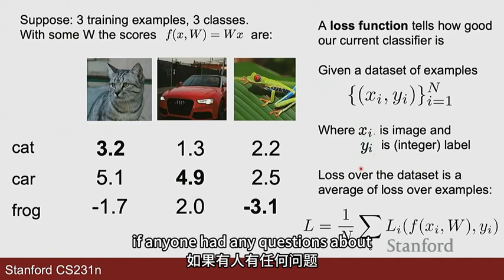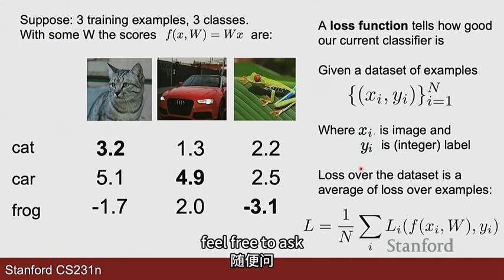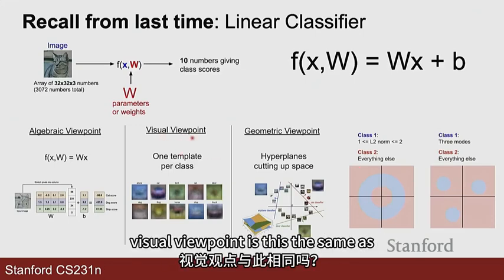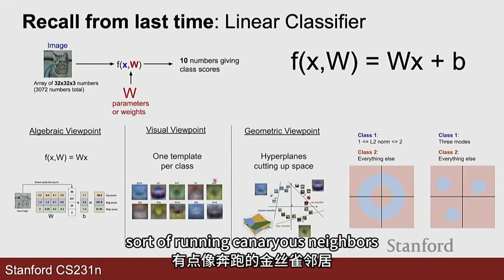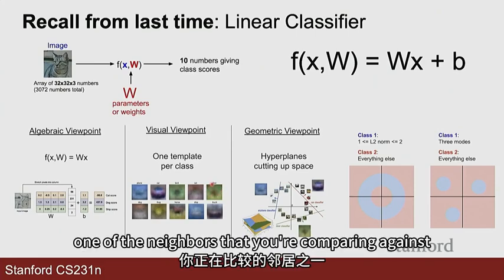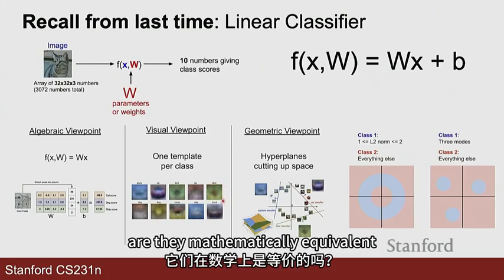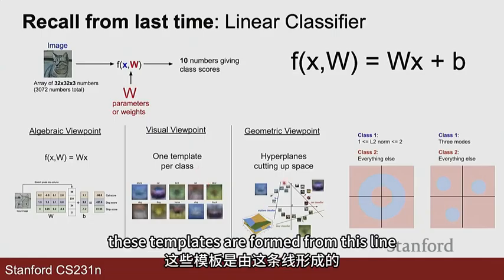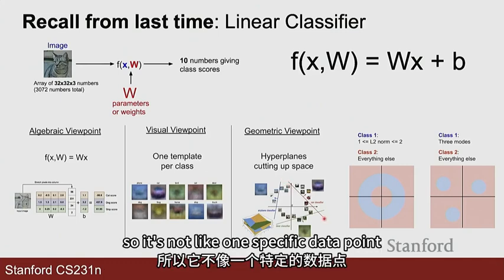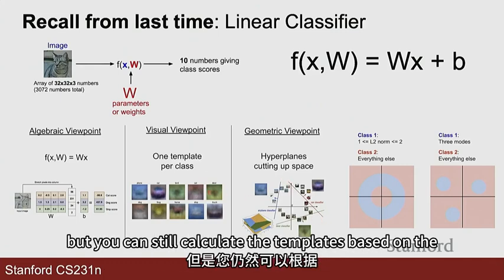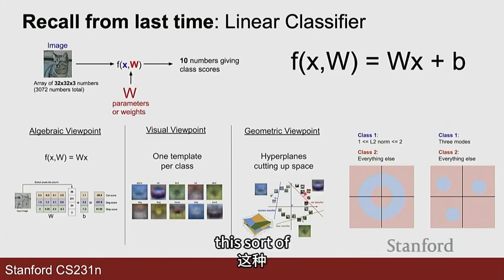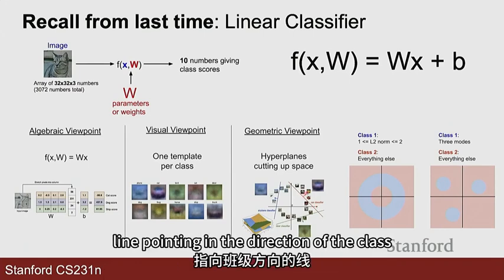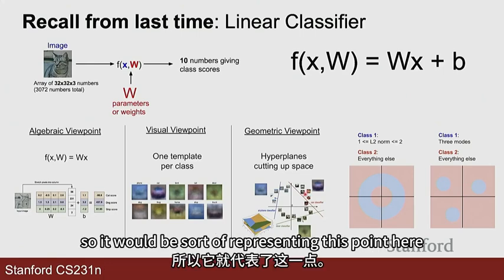If anyone had any questions about what we discussed last time or at the beginning of this lecture, feel free to ask. Yeah, so the question for those online is, for this visual viewpoint, is this the same as running k nearest neighbors, and this would be maybe one of the neighbors that you're comparing against? Are they mathematically equivalent? No, they're not the same, because these templates are formed from this line, so it's not like one specific data point. But you can still calculate the templates. In this diagram here, there's the line pointing in the direction of the class, so it would be representing this point here.